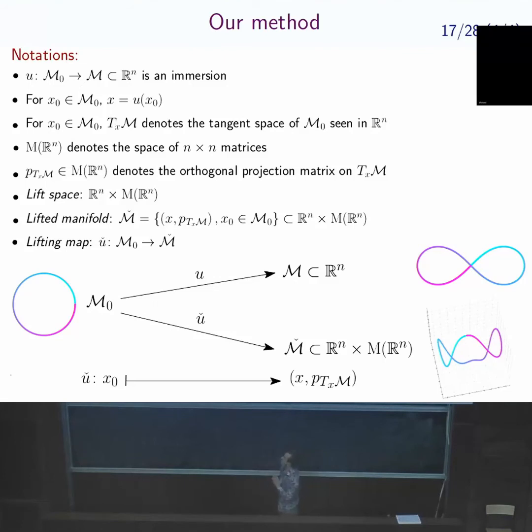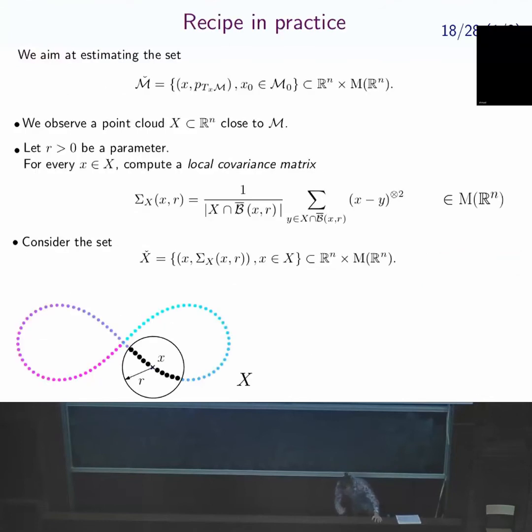And at last, the lifting map, U check, goes from the abstract manifold M0 to M check, and is defined just here. So we want to estimate this submanifold, M check. But we only observe a sample of the image, right? So say that X, the observation, is this nice sample of the lemniscate. We have to estimate the projection matrices.